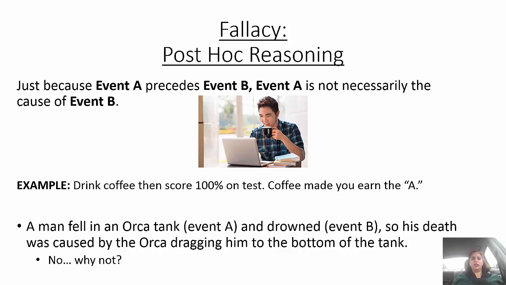You knew the material. The test was easy. Keep this in mind when looking at the situation with Dawn. As seen in the movie Blackfish, there was a man earlier who fell into the orca tank. That could be considered event A. And he drowned. That could be considered event B. So his death was caused by the orca dragging him to the bottom of the tank. At first it seems logical, but it's not necessarily the case. There could be other circumstances for the reason the man drowned. Maybe he was intoxicated, under the influence of drugs. Possibly he was taunting the whale or luring the whale to do a dangerous act. So always keep in mind with cause-effect, there could be multiple reasons.